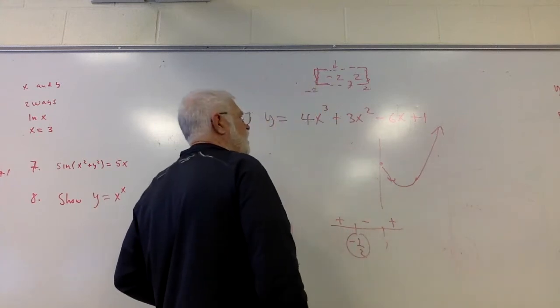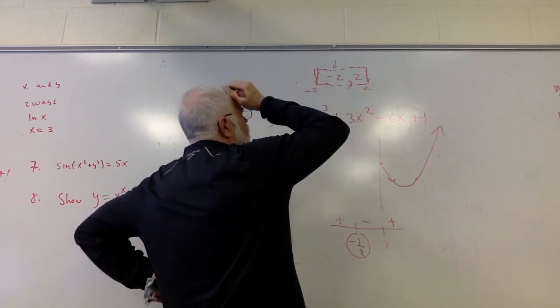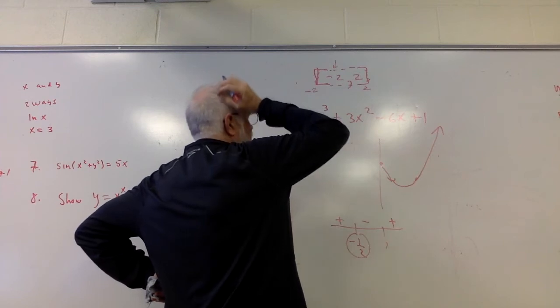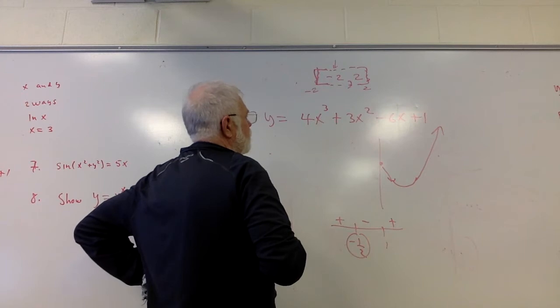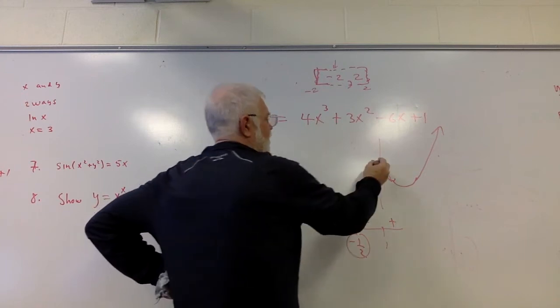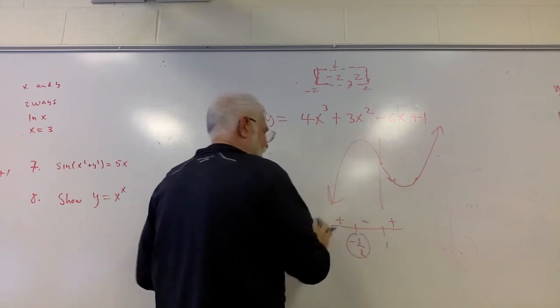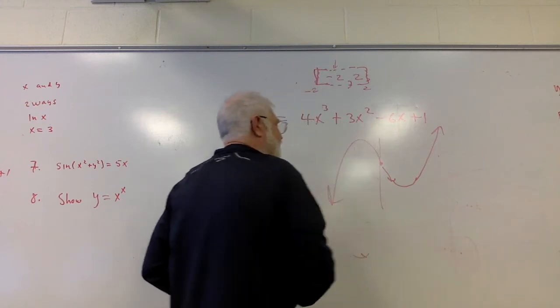Well, wait a minute. We said that within this window, there was a max and a local max and a local min. So what am I missing here? I thought I had a local max. Oh, the other side of the graph. Oh, yeah. Oh, my God.